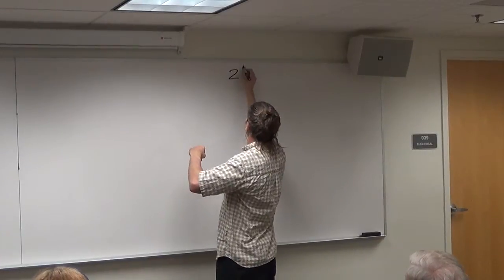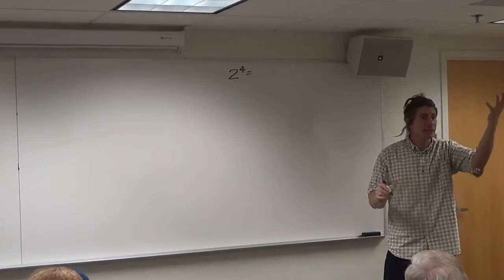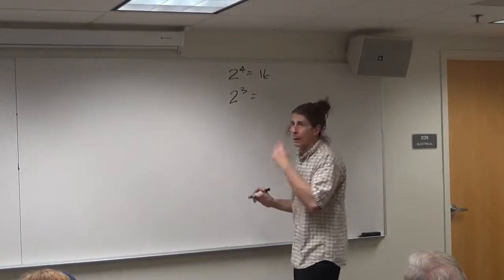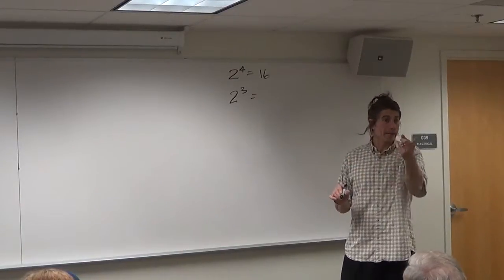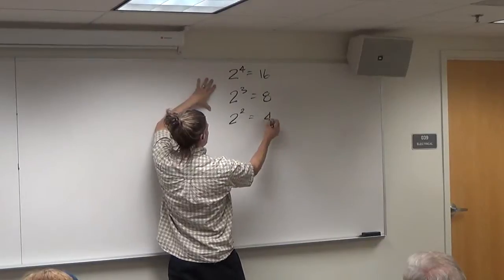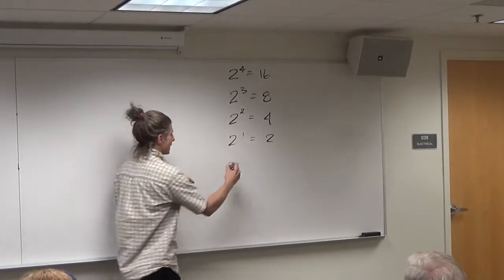Let's go 2 to the 4th power. What's that? 16, yeah? How about 2 cubed? What's that? 8. How about 2 squared? Okay, 2 to the 1st? 2. I want to skip 2 to the 0 for a second. We're going to come back to him.